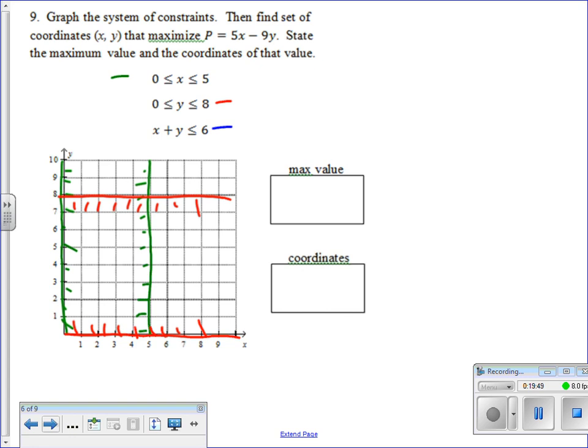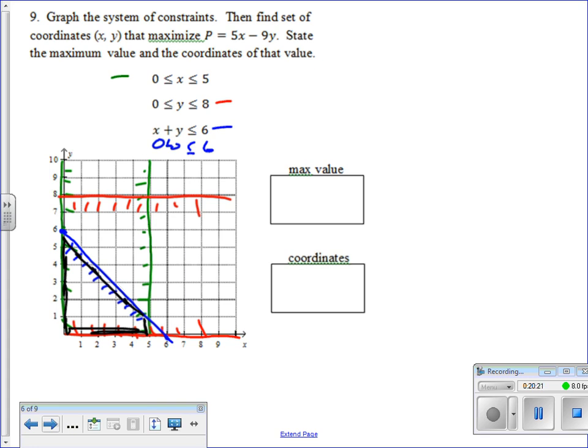I have to do the x and y intercepts: 6 and 6. And I want everything less than that. So if I put in the origin, because I can test it, 0 plus 0 less than or equal to 6. Yeah, 0 is less than 6, so it's everywhere down here. So my area is this quadrilateral. 4 sides, right? Quadrilateral, 4 sides.